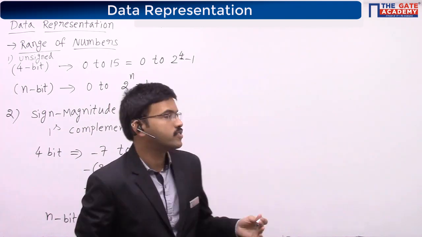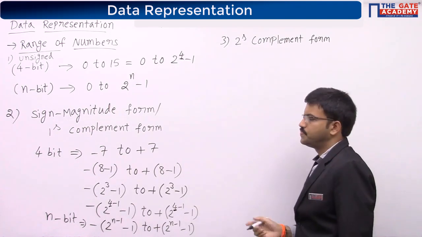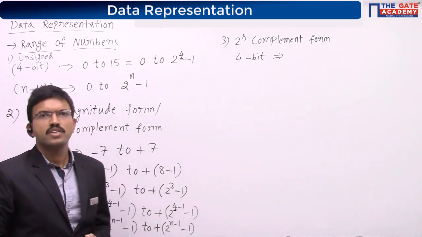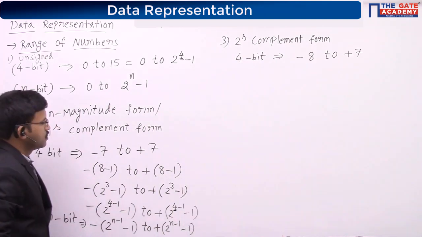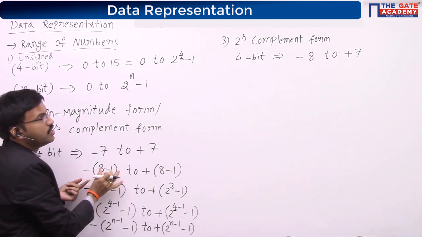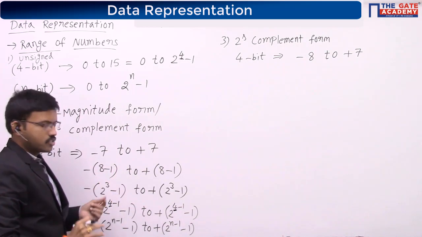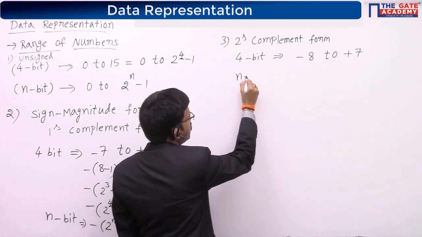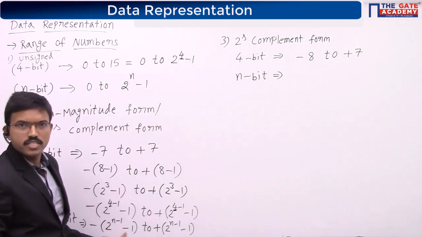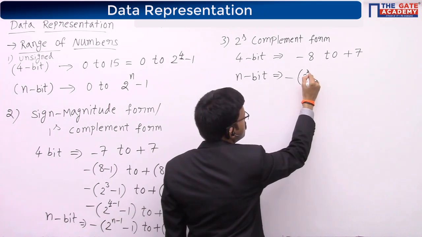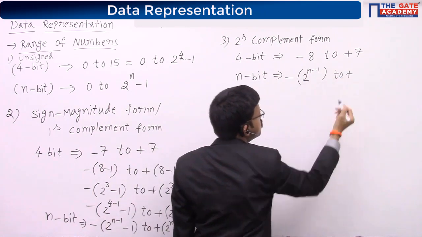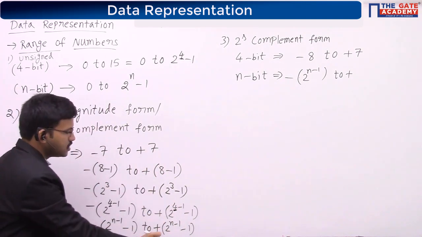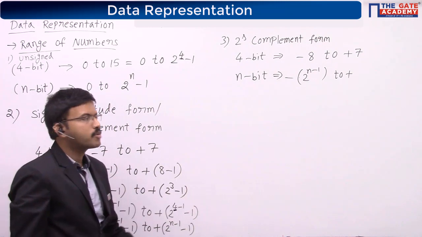Next one is 2's complement form. For the 4-bit case, what is the range you got? Just go through the tabular form. Yes, minus 8 to plus 7, correct. See here, you are having 8 minus 1, but there you are having 8 only. So I need not subtract 1 from here. For the n-bit case I am directly writing, here I should not subtract 1. So you will get minus of 2 power n minus 1 to plus, here plus 7 you are having. For the generalized n-bit case, whatever value you got here, I am copying it.